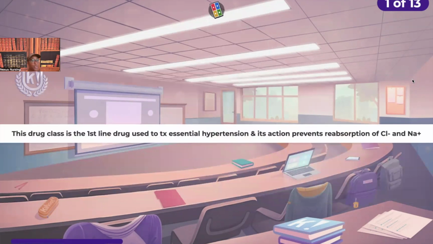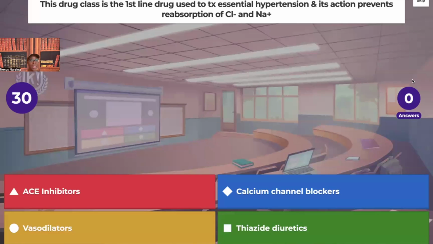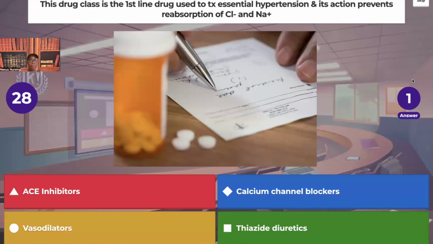All right, this drug class is the first line drug that's used to treat essential hypertension, and its action prevents the reabsorption of chloride and sodium. What drug class are we talking about? ACE inhibitors, calcium channel blockers, vasodilators, or thiazide diuretics? I gave you two hints. It's the first drug class that's used to treat essential hypertension, and the action of the drug prevents reabsorption of chloride and sodium.